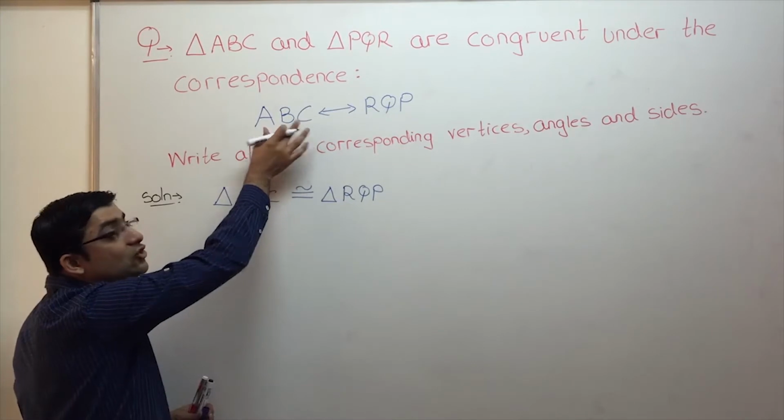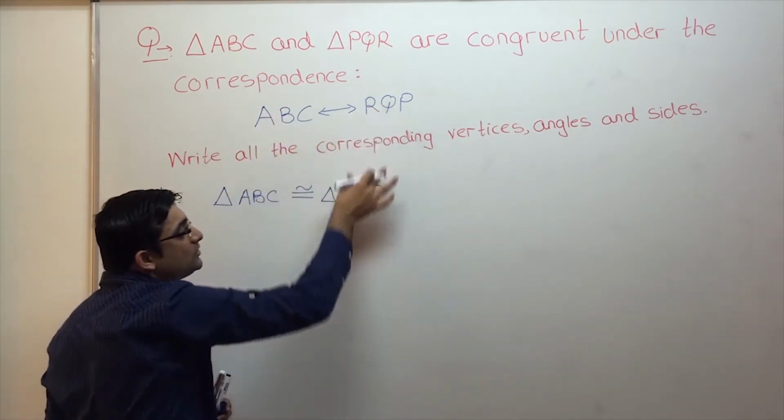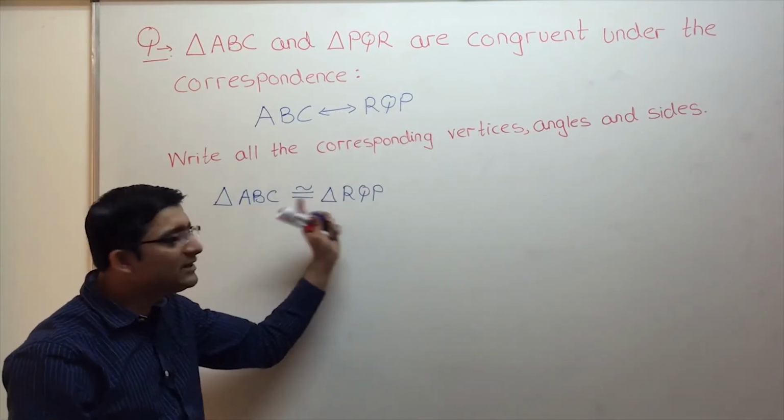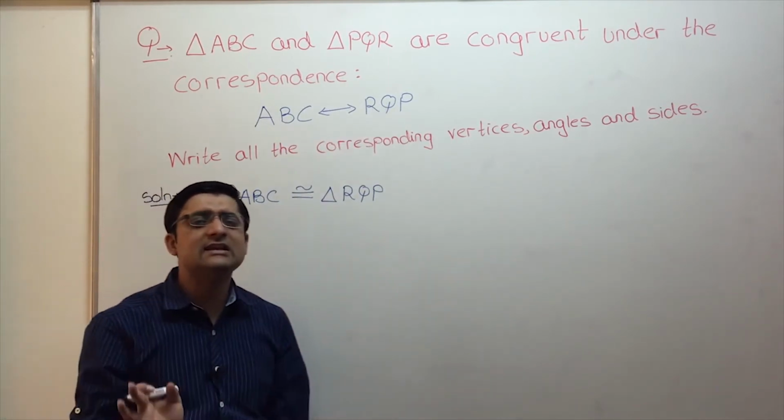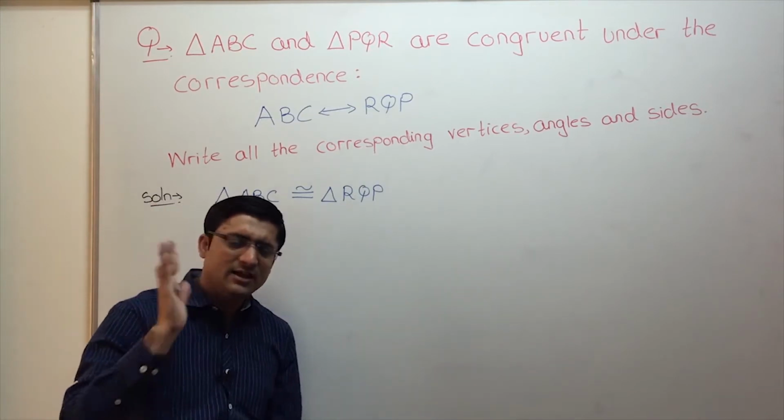How do we write it? Copy exactly the same sequence. Triangle ABC congruent to triangle RQP. So the moment I get my congruence statement, I can easily get the corresponding vertices, angles and sides. But just to make things easier, let's draw a figure.